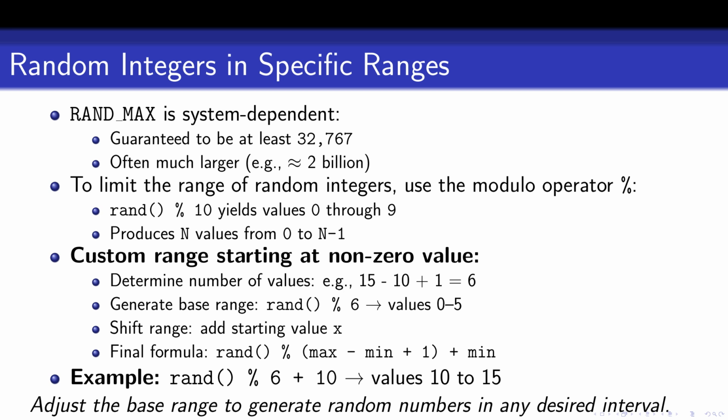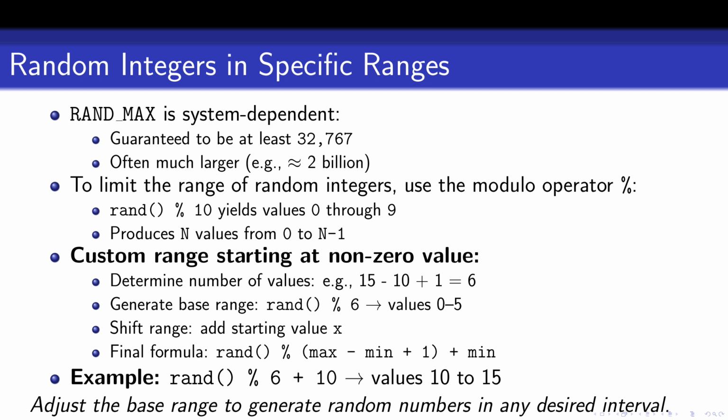Often, you'll want a random number that starts at a number other than 0, say 10 to 15 or minus 20 to 20. To do that, start by figuring out how many total values are in the range. Then use rand%n to generate one of those values and add an offset. For example, to get a number from 10 to 15, you calculate rand%6 to get a number from 0 to 5, and then add 10.